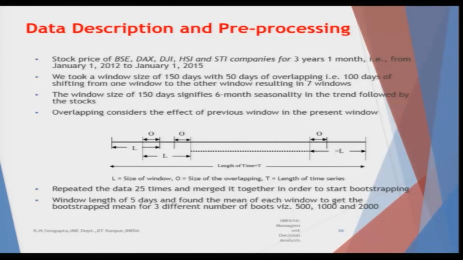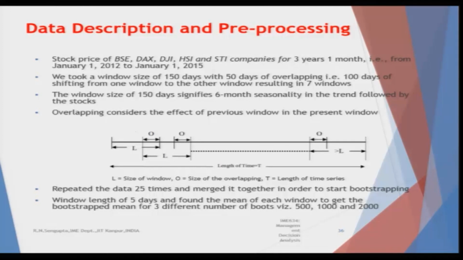So, with this, let me read what we have done. We take stock prices of BSE, DAX, then Dow Jones Industrial Average, DAX being from Germany, the Hong Kong Stock Exchange and the Singapore Stock Exchange. Not all the companies are included, that is how the index is defined. This is for 3 years, that is from January 1st 2012 to January 1st 2015, considering all the overlaps which are there.